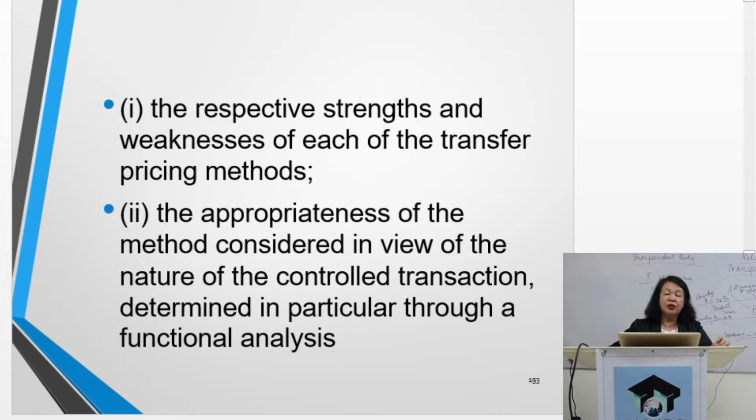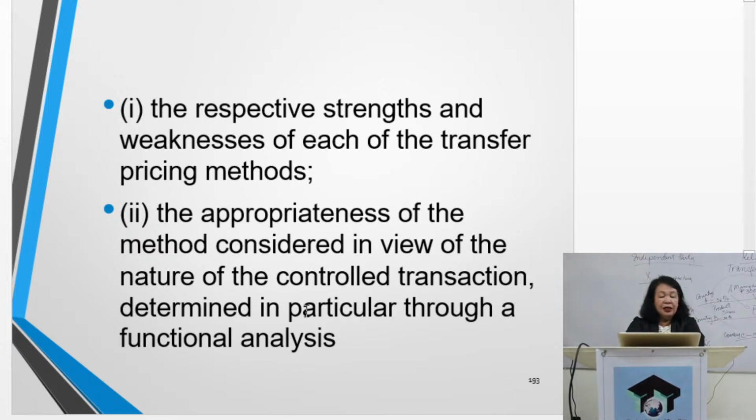Although doon sa RAMO or Revenue Audit Memorandum Order 1-2019, meron pa silang other methods, no? Yung cost method, yung sales method, yung gross profit methods. So, other methods na lang po yun na i-compare mo. Pero sabi po ng OECD Transfer Pricing Guidelines, ito po yung recommended na methods, the 5 methods. No? So, the appropriateness of the method considered in view of the nature of the control transactions determined in particular through a functional analysis. And paano natin gagawin yung functional analysis? Titingnan natin the actual functions po ng company.